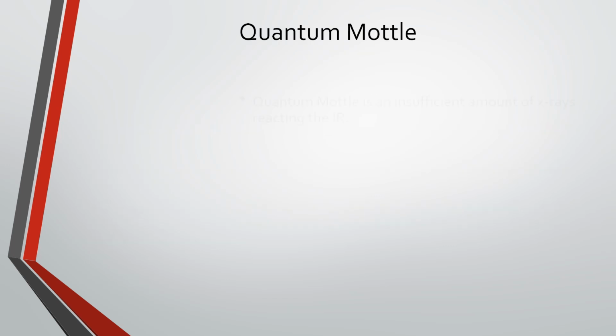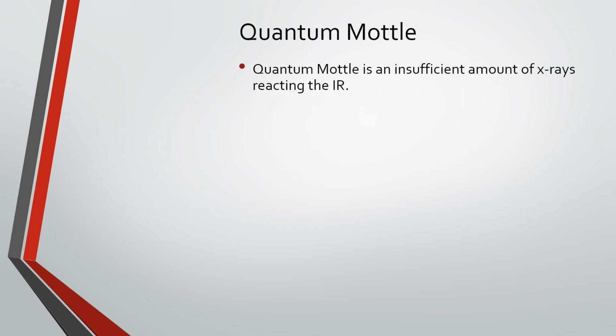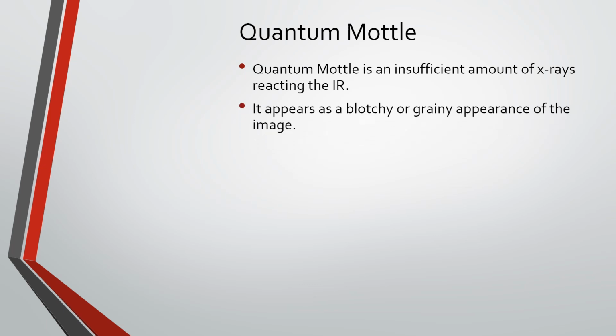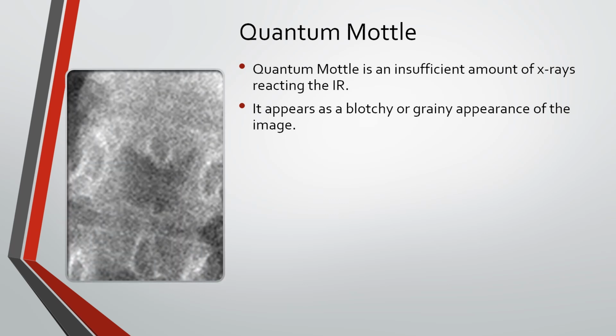So, quantum mottle. Quantum mottle is an insufficient amount of X-rays reaching the IR. It appears as a blotchy or grainy appearance of the image, and this is what it looks like here. This graininess in this image is what we're looking at here, and that's quantum mottle.